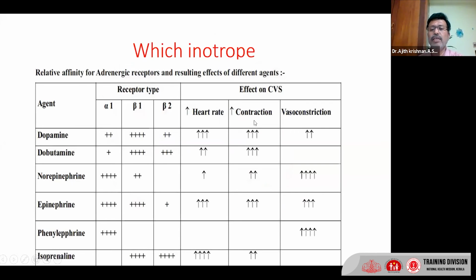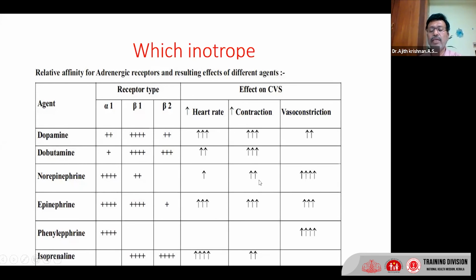Then this is the table which shows you all the inotropes. So you have to be familiar with it. Dopamine is usually not used. Dobutamine mainly increases the myocardial contractility as well as decreases the peripheral vascular resistance. So in cardiogenic shock, it is the inotrope of choice to start with. And of course, if there is not sufficient improvement, you can add on milrinone. And norepinephrine is usually used in warm shock.